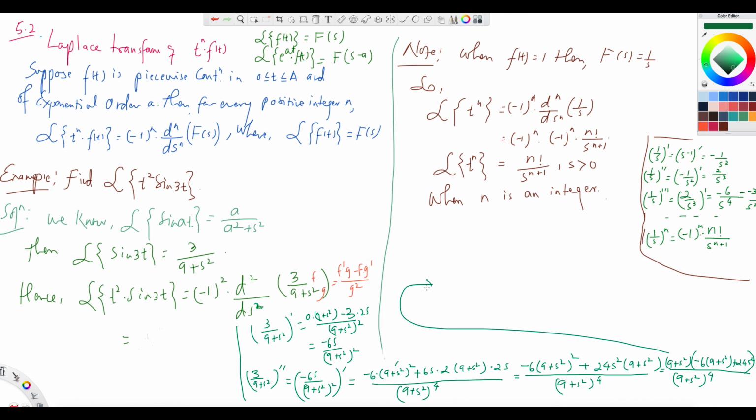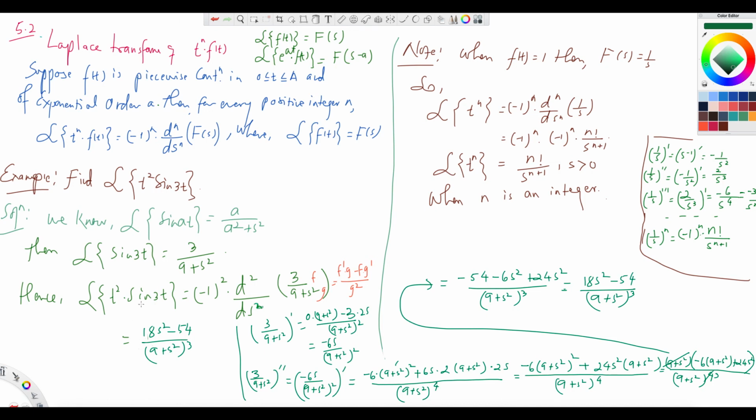Now let me write it out here. So how does that look? I'm cancelling one 9 plus s squared with one of the 4. So what I got here is negative 9 times 6 is 54, minus 6s squared plus 24s squared, right? Divide by 9 plus s squared to the third. So that looks like 24s squared minus 6s squared, 18s squared minus 54, divided by 9 plus s squared to the third. That's what I got, the second derivative. So what you get basically is positive 1, because negative 1 squared is positive 1. The second derivative of this is 18s squared minus 54 divided by 9 plus s squared to the third. You see that? That's what you get.